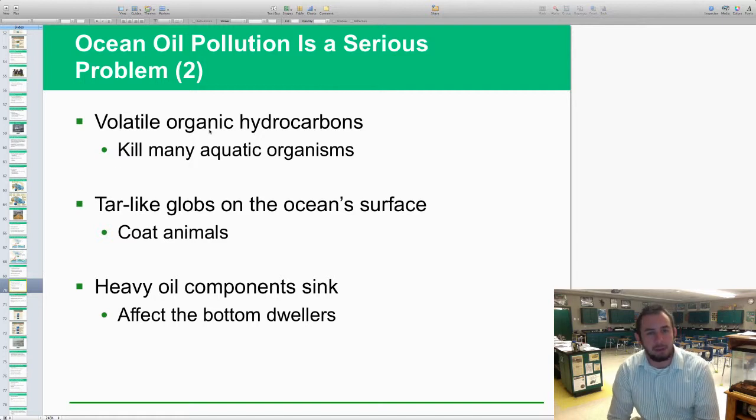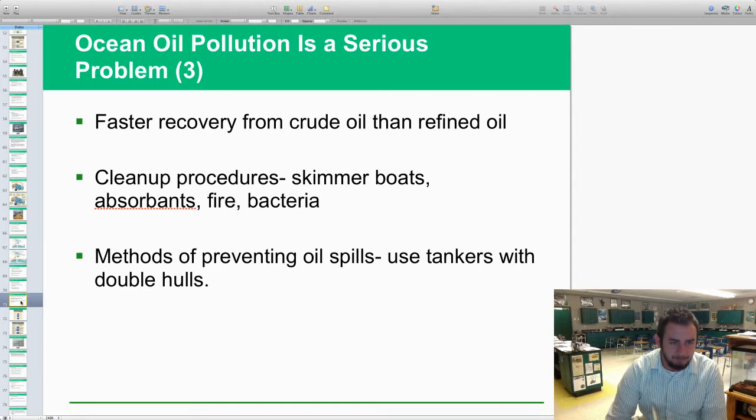They contain volatile organic hydrocarbons, which can kill many aquatic organisms, and their tar-like globular ability to adhere to one another stays on the ocean surface, which covers the coats of animals and causes them major problems. Some of those heavy oil components also sink to the bottom, which causes major problems for the bottom dwellers and the decomposers down there in the bottom of the ocean. We do see a faster recovery time if crude oil is dumped rather than refined oil. So maybe if we do have to move oil across the ocean, we should move crude oil instead of refined oil. We'll wait to refine it till it gets on our soil.